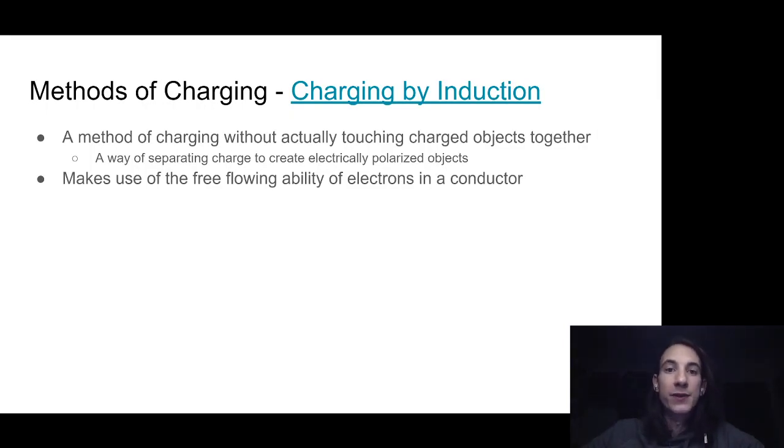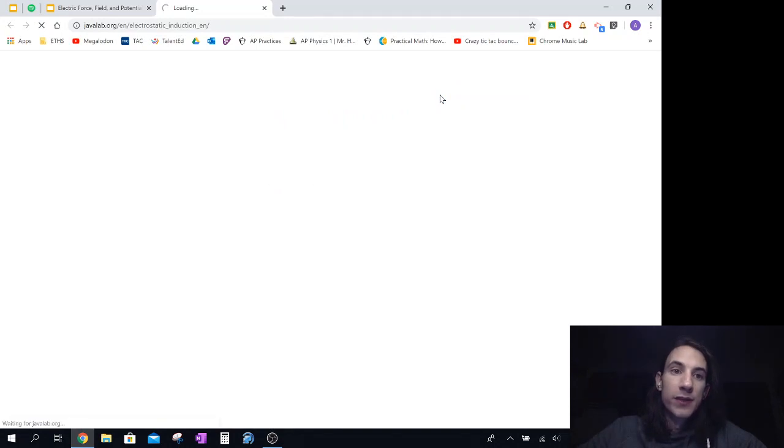Another way of charging. This one's a little bit more confusing, but it's kind of cool. We have charging by induction. This is a method of charging where you don't actually have to touch the objects to each other. It makes use of the ability of a conductor to have this electron sea. We can move these electrons wherever we want, and charging by induction really makes use of that. It's a way of separating charge to create electrically polarized objects. So let's look at a little simulation for this.